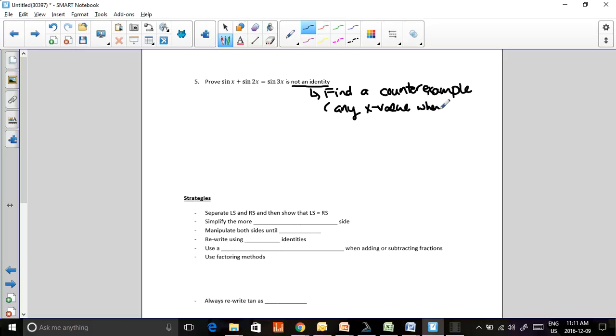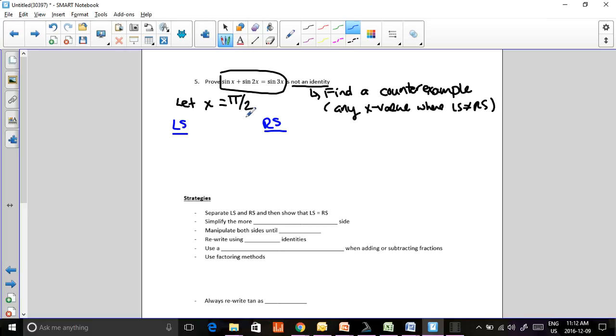where your left side will not equal your right side. Okay? So I'm just going to choose some values of x. Some values of x will actually make this true, so don't be discouraged if your left side does equal your right side. That means you just need to pick a different one. So left side and right side.